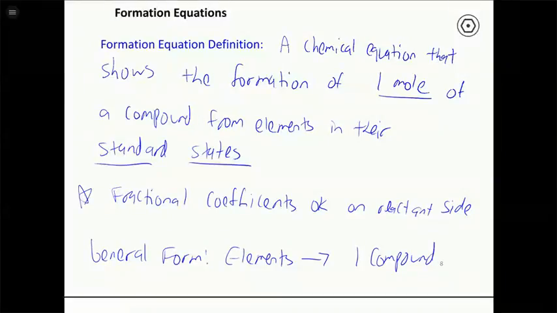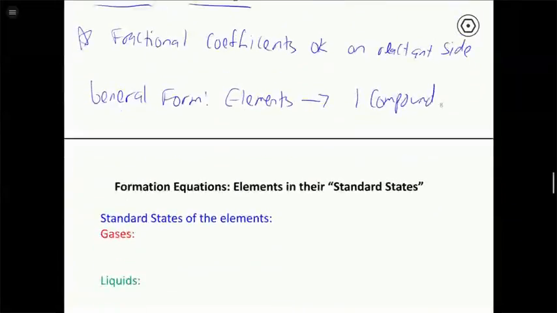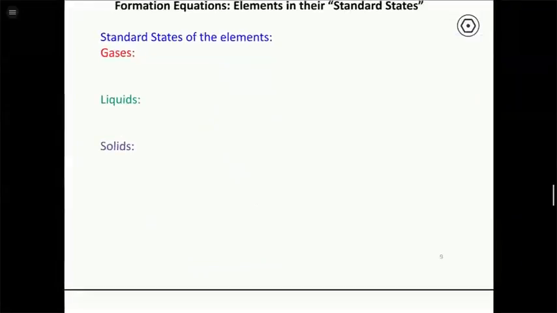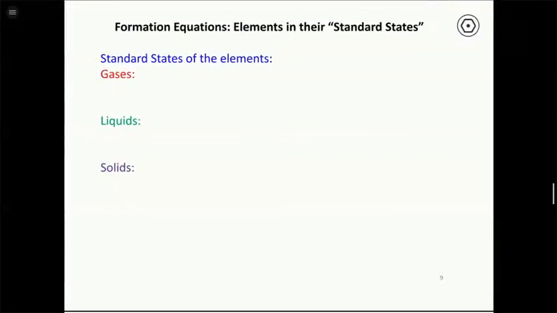All right, so to understand this a little bit further, we need to start talking about elements in their standard states, because a formation equation will only have on the reactant side elements in their standard states. So what exactly does that refer to? This is the first time we've seen this, I believe. Standard states refers to 2 different things. It refers to the state of matter, whether the element is a solid, a liquid, or a gas. And then it also refers to whether that element exists as a monoatomic species or something with more than one atom in the formula, and so on. So that's what we mean by standard state. At normal conditions on Earth, how does that element exist in its natural state?